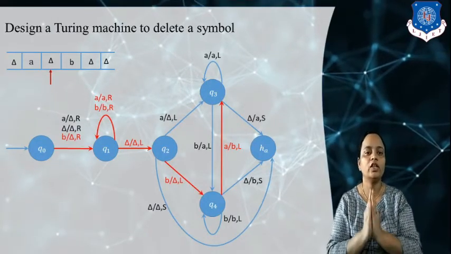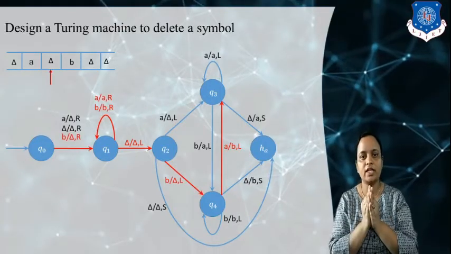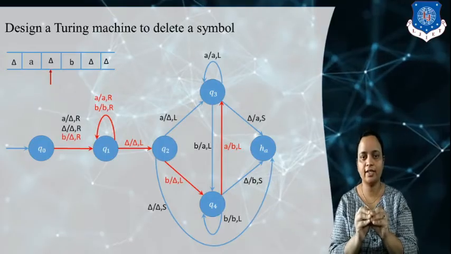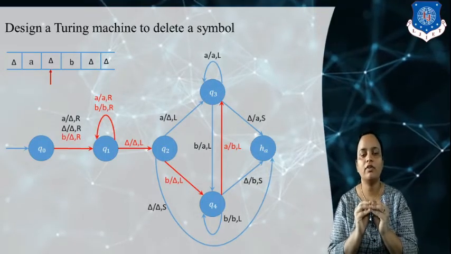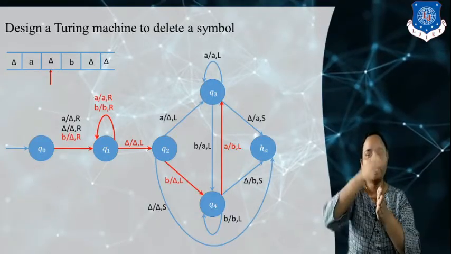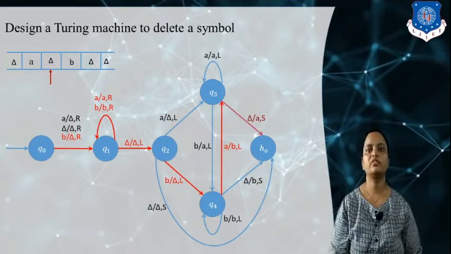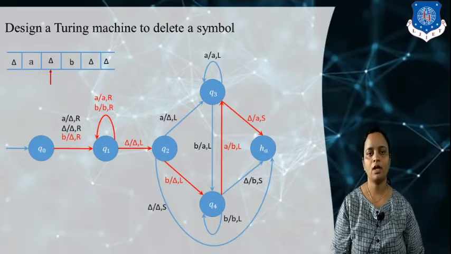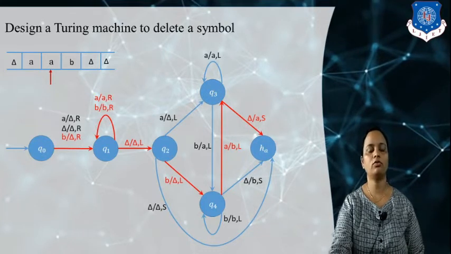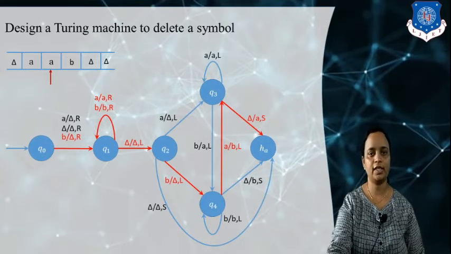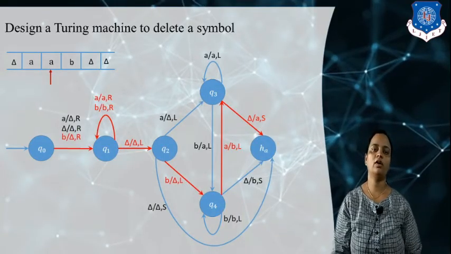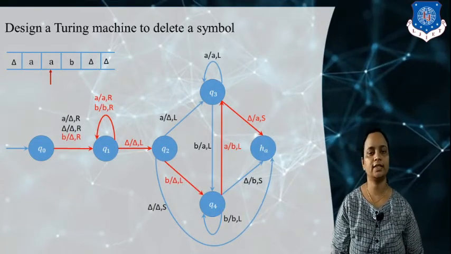Now we are at Q3 state. At Q3 state, if it is delta, it means that we need to perform a last shifting. So this delta is replaced by a small a. Now we can stop it and move to the halt in accepting state. So we need to stop over here and move to the halt in accepting state. It means that our task is completed.